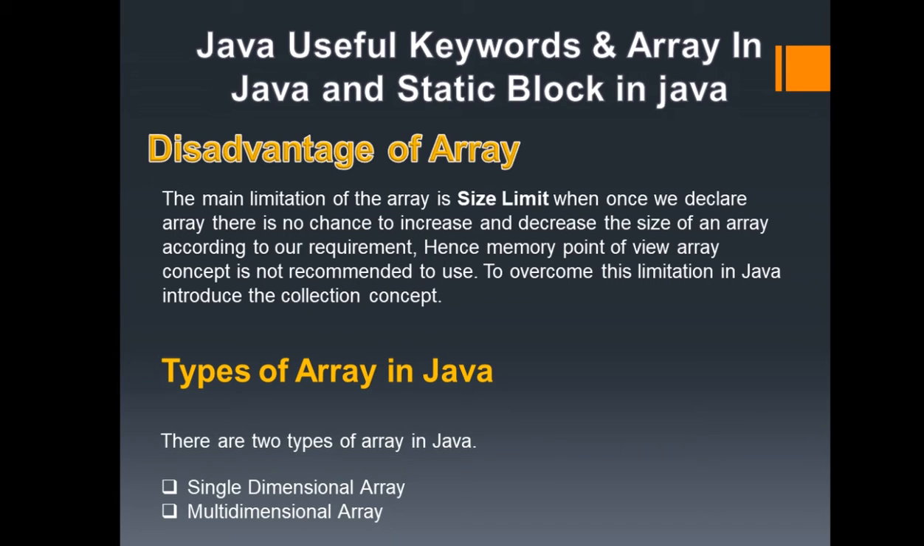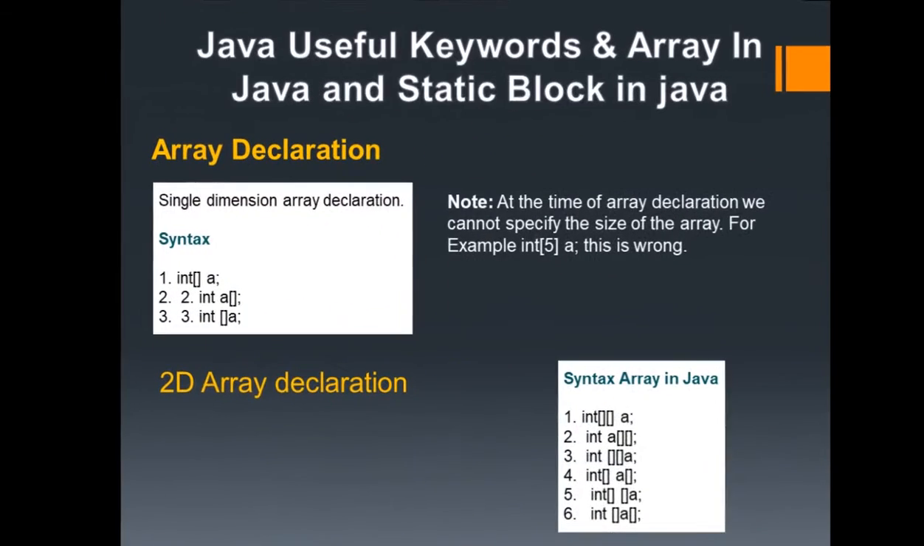Types of arrays in Java. There are two types of arrays in Java: single dimensional array and multi-dimensional array. Array declaration. Single dimensional array declaration. Here is the syntax. There are three ways shown in the syntax. Please note this, with array declaration and 2D array declaration. There are 6 ways from where you can declare the array. Please note this syntax. This is also very important.